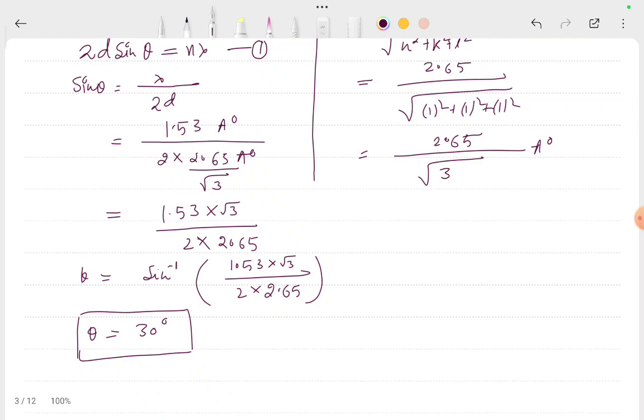So this question is very easy. If your concept and theory are clear, you can easily calculate any kind of parameters in crystallography. So you can calculate the value of theta. For this question the option is B. So the answer is B.